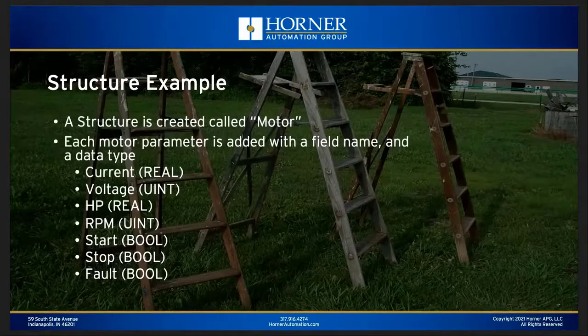And then within this structure, which is again like a group of variables, we add different fields to that structure with a meaningful name, and then we type that individual field. So for current, we name it current, because that makes sense, right? And we assign it the type of real, if that's what we're looking at from a data standpoint. Voltage, which might be typed as an unsigned integer. Horsepower, which could be another real variable. RPM, which might be another unsigned integer. And then we might have some Boolean-based elements, such as start, stop, and fault. And there could be others. This is just an example.